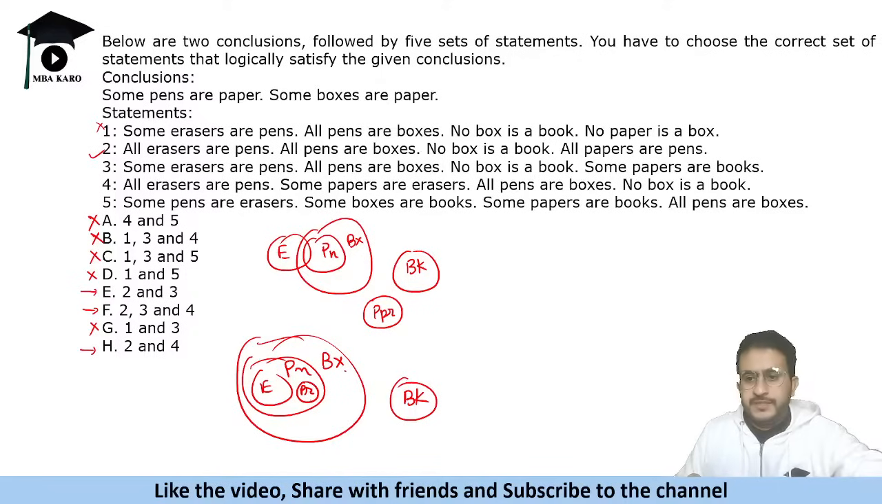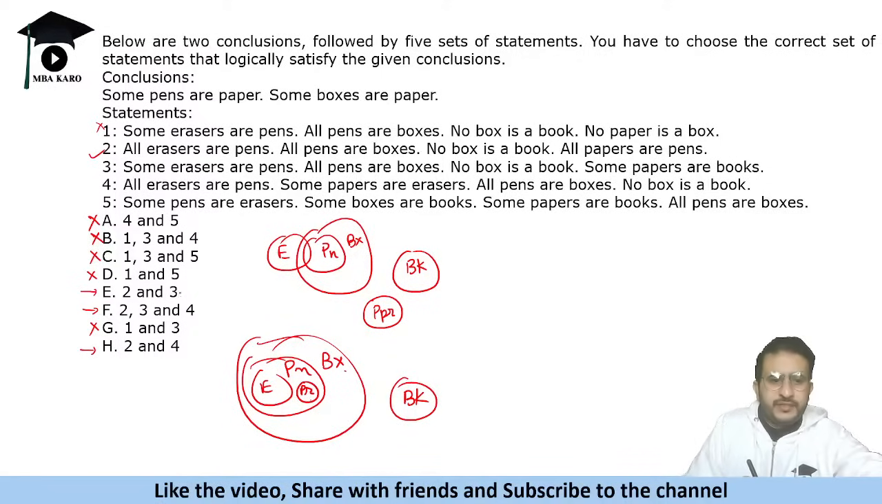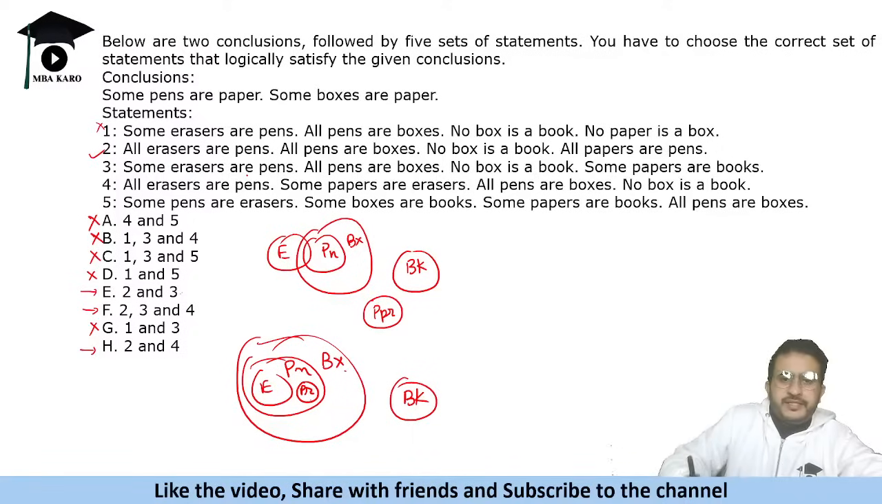Okay, so three options left. Now if I see 2 and 3, 2 3, I'll check 3 and we'll get the answer. If 3 is true, then probably I'll have to check this also. But if 3 is not true, the answer is this. So let us check the third one. Some erasers are pens.